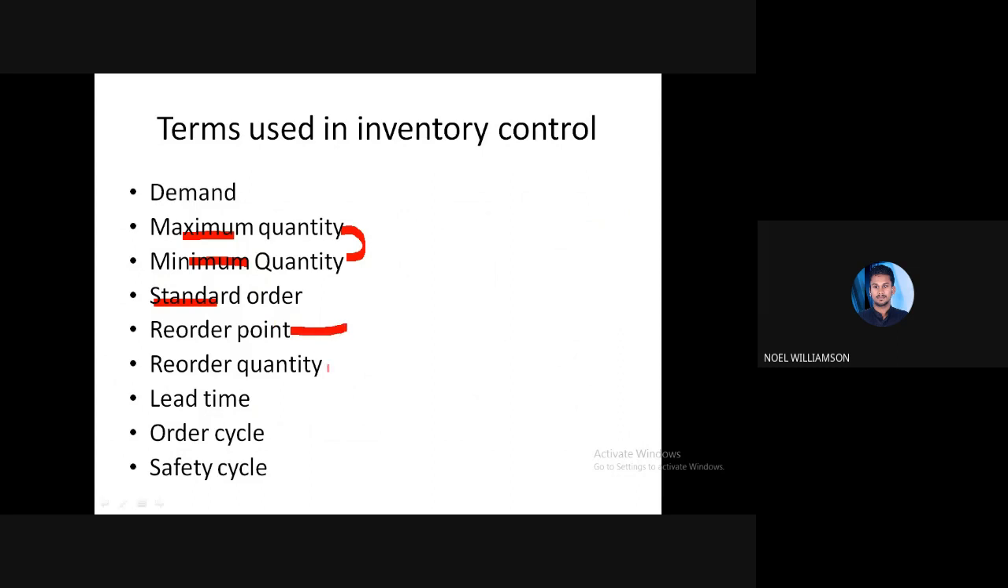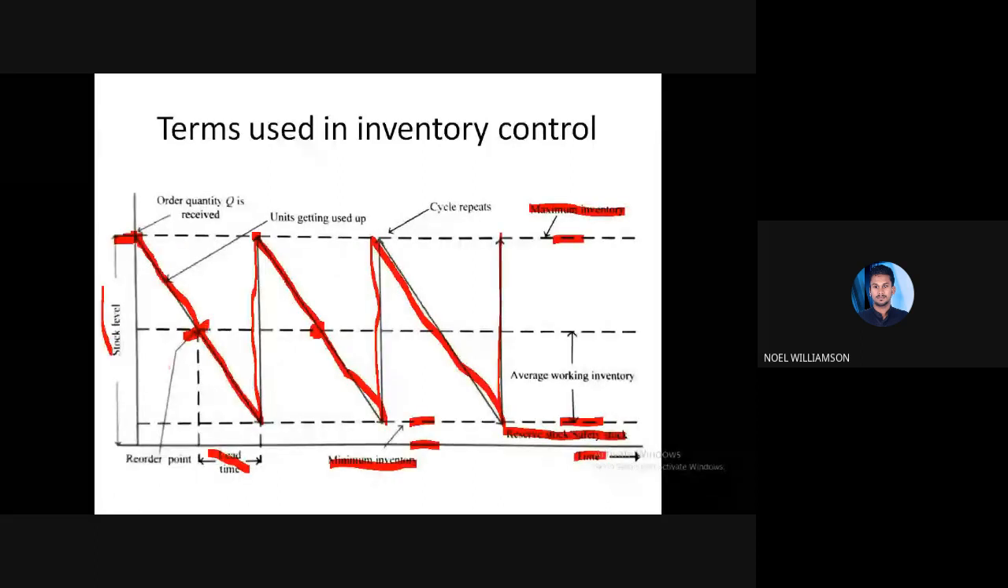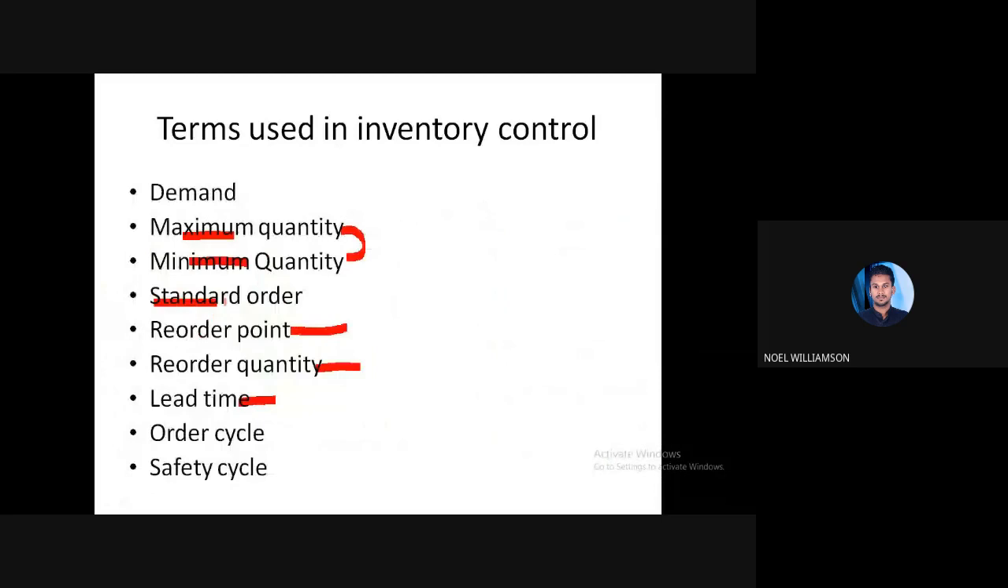The quantity to be ordered, how much it takes for the inventory to reach the maximum quantity, that is the reorder quantity. And the time needed for filling is the lead time. And now we can see there is a time between the two reorder points, this one and this one. That is termed as the order cycle.